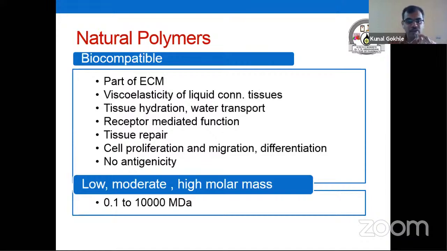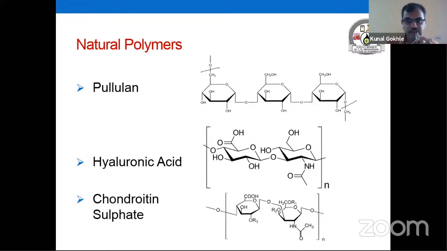As far as molecular weight is concerned, natural polymers are present in a wide range: low, moderate, and high molecular weight. Currently known natural polymers range from 0.1 megadalton to 10,000 megadalton. After discussing these fascinating properties, these are some of the polymers that scientists in recent years are majorly focusing upon. These are all from natural origin and are available in various molecular weights, like pullulan, hyaluronic acid, and chondroitin sulfate.